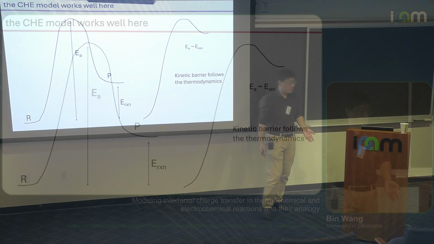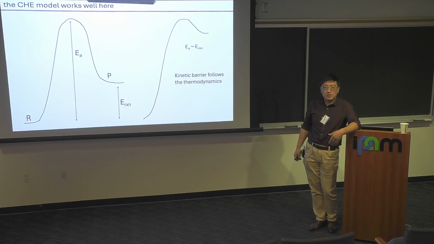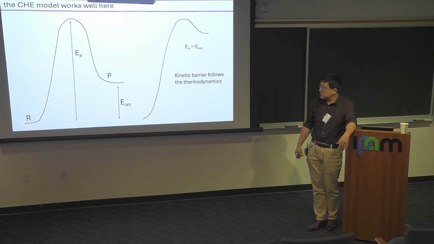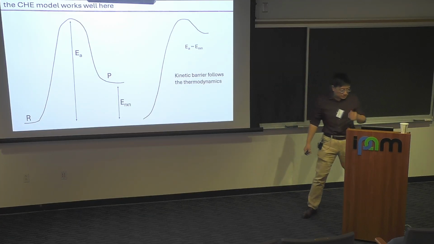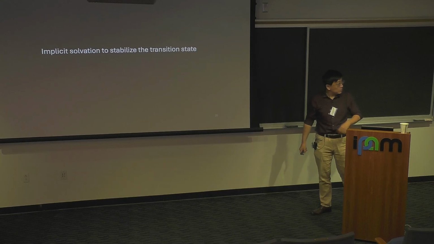That's essentially similar to what Jens Nørskov did at the very beginning of the CHE model. The assumption is that for the protonation of a reactant, the barrier is very much the same as the reaction energy. So you can use just the thermodynamics to predict the kinetics and then screen different metals. I think here that's probably the same reason. Okay, that's the first example.